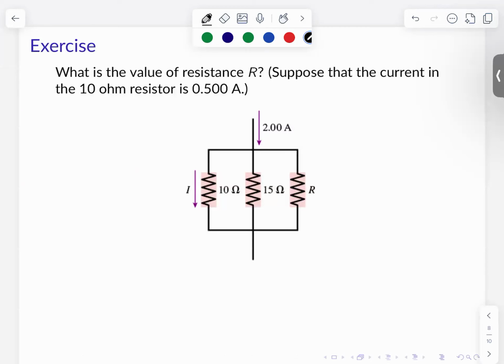Series or parallel, what do you see? Parallel, they're touching at the tops, they're touching at the bottoms. By the way, three things can all be in parallel. You can have three things in series. It doesn't have to be just two.